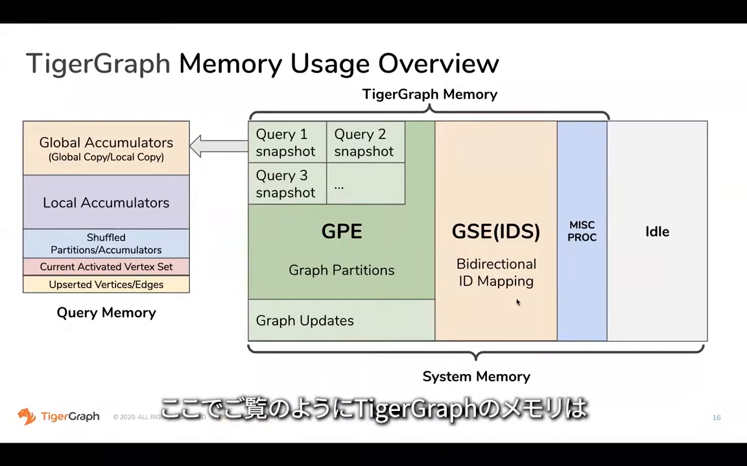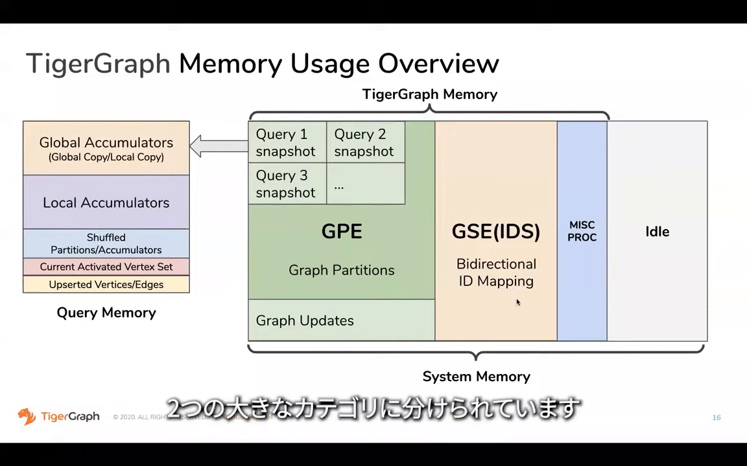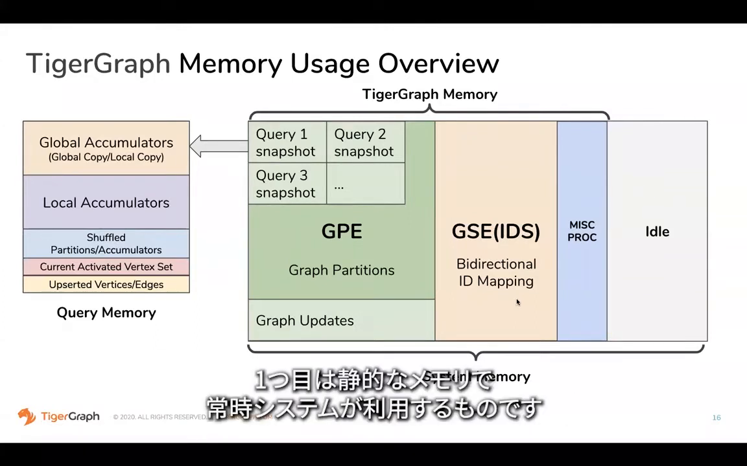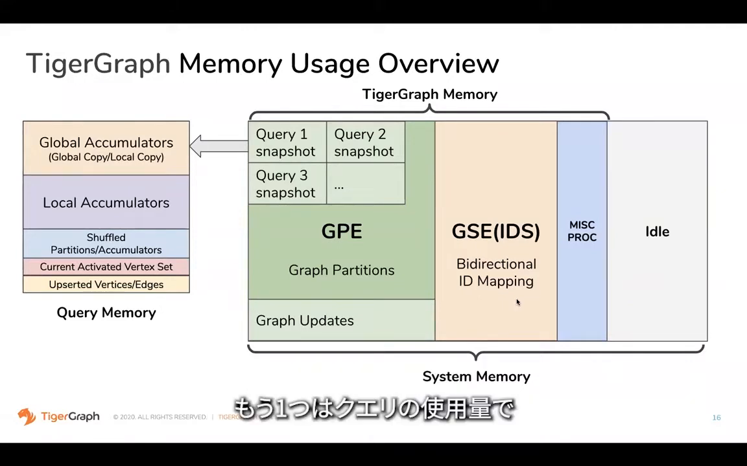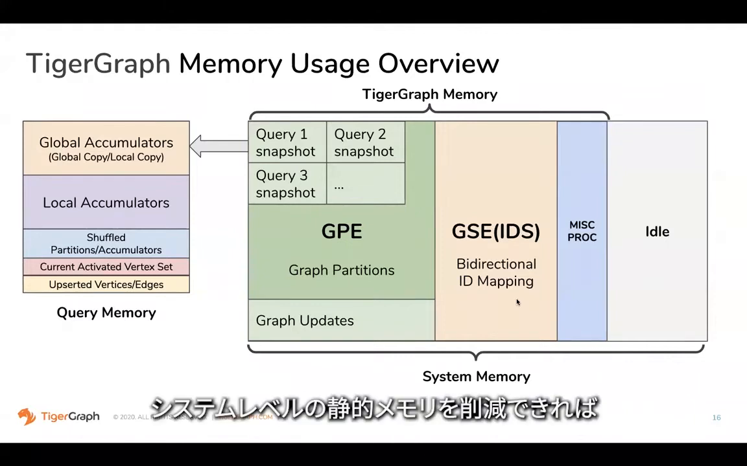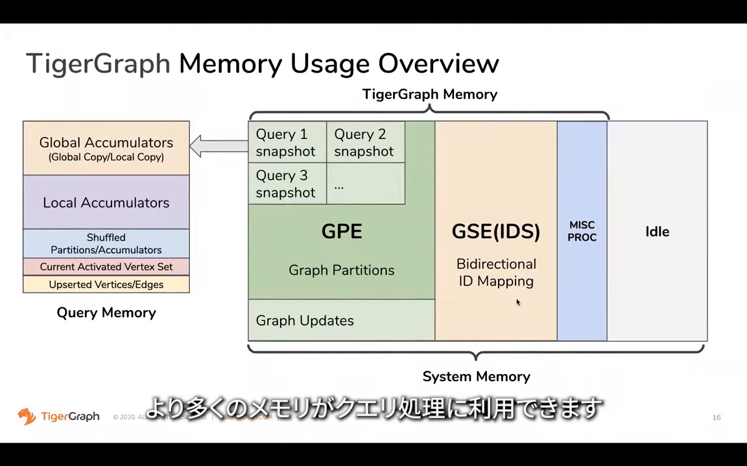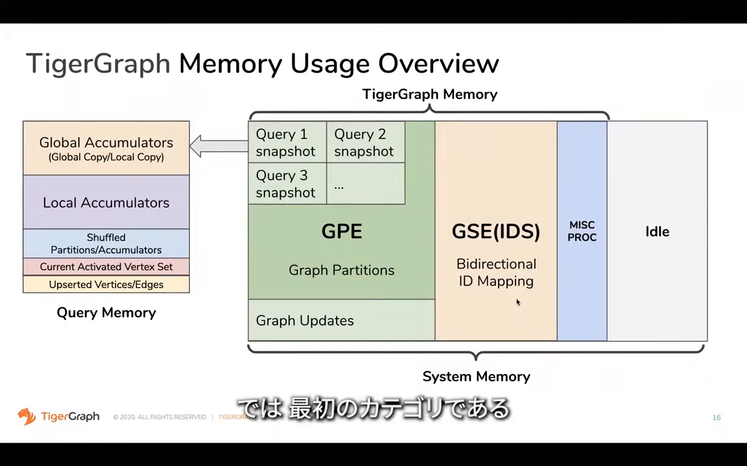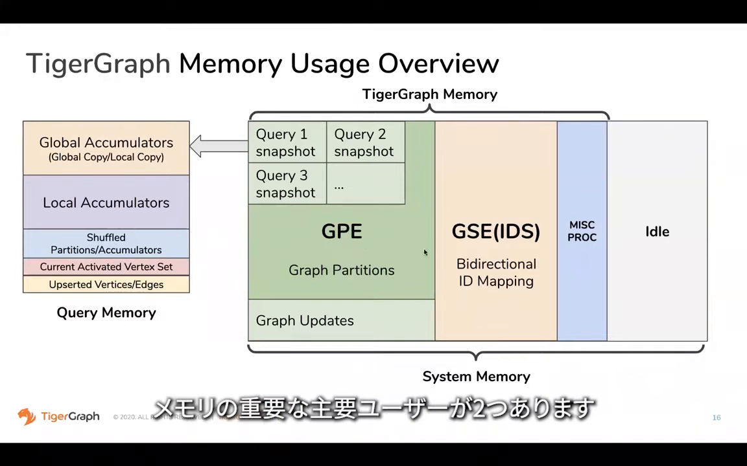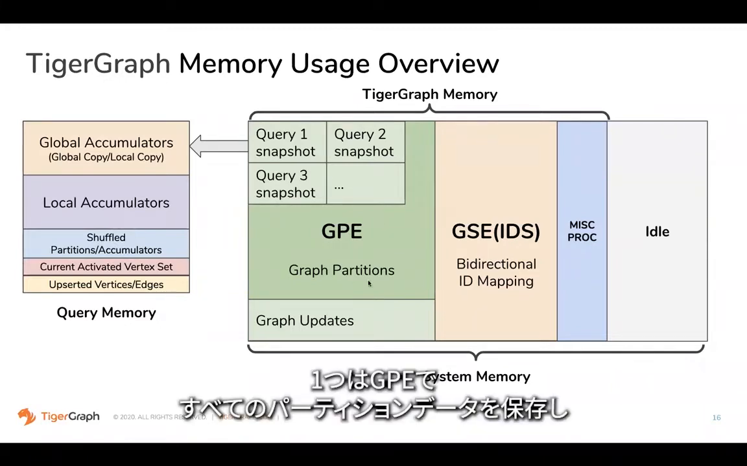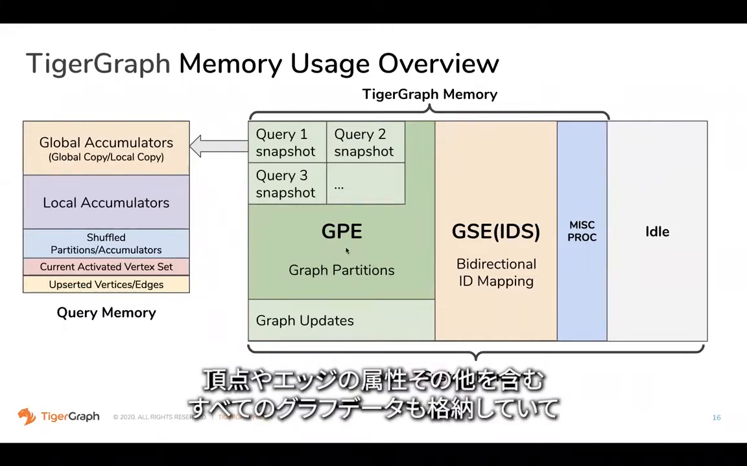So here, the way memory is divided is in two broad categories in TigerGraph. One is the static reserved memory that is always used by the system. And the second one is more query level usage that can change depending on the load. So any reductions we do with the system level static memory can mean more memory is available for query processing. In terms of the first category, the static memory, let's start on the right side. Here, there are two key principal users of that memory. One is the GPE, which stores all of the partition data, all of the graph data, including vertex, edge, attribute.